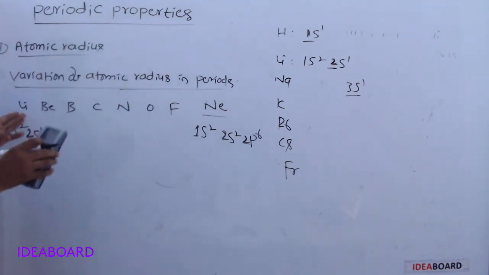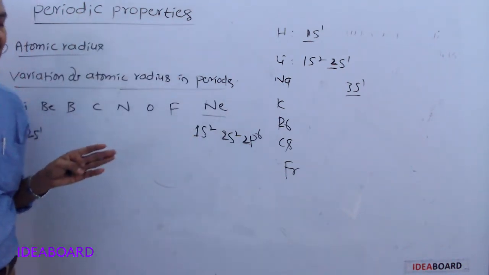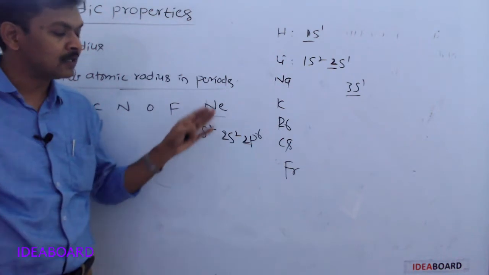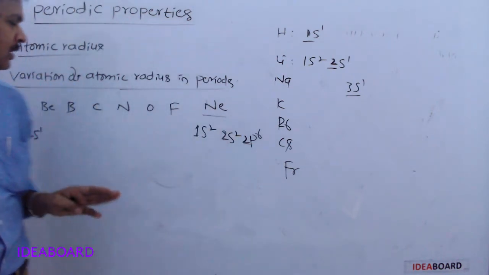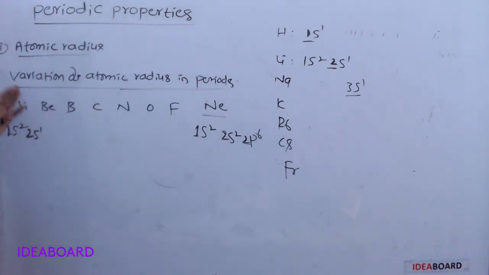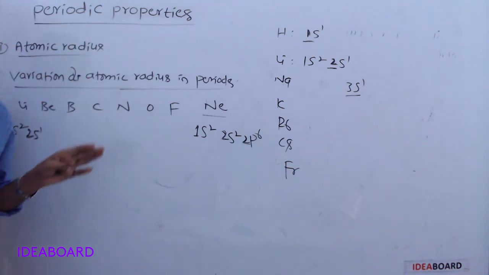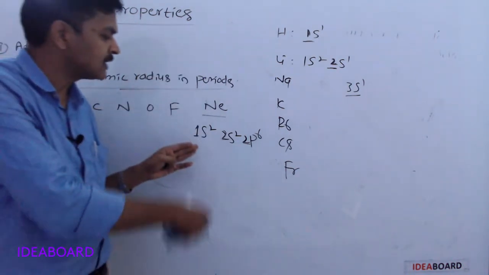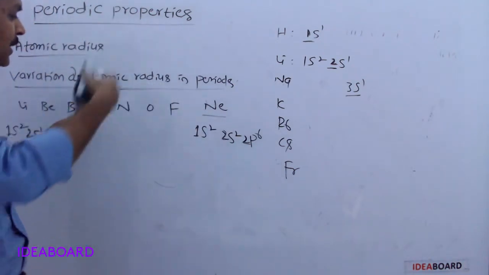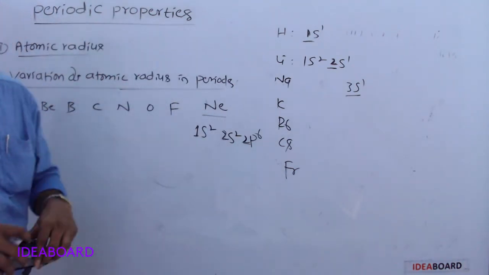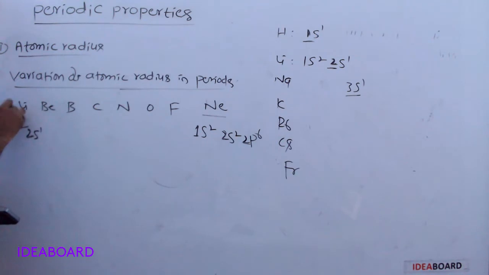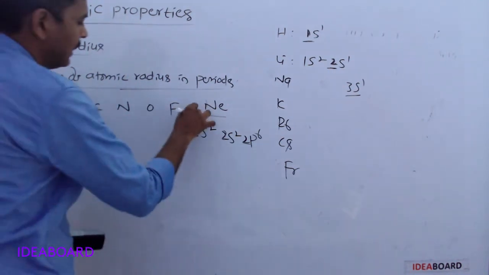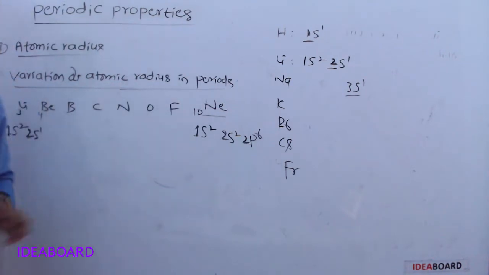In periods, left to right, as the atomic number increases, the differentiating electron enters into the same orbit. At the same time, nuclear charge, or effective nuclear charge, increases. Lithium atomic number is 3, that means it has 3 protons in its nucleus. Beryllium atomic number is 4. For neon, 10. Effective nuclear charge increases.